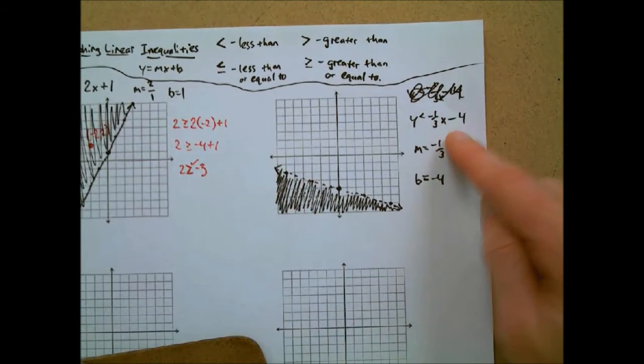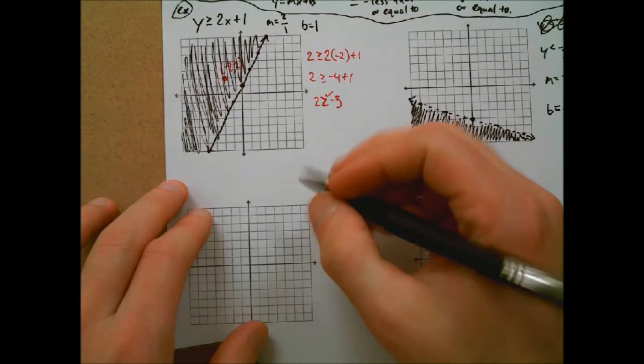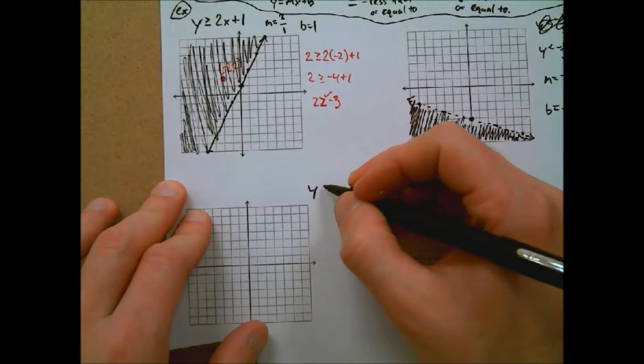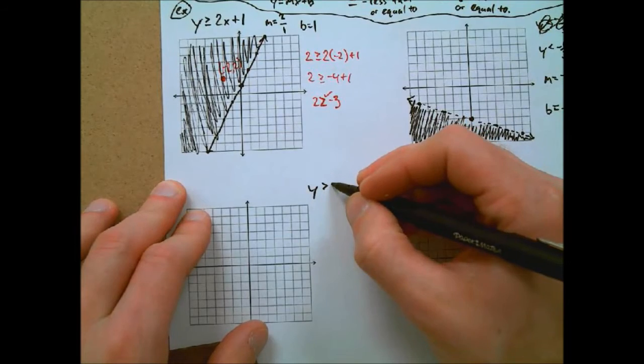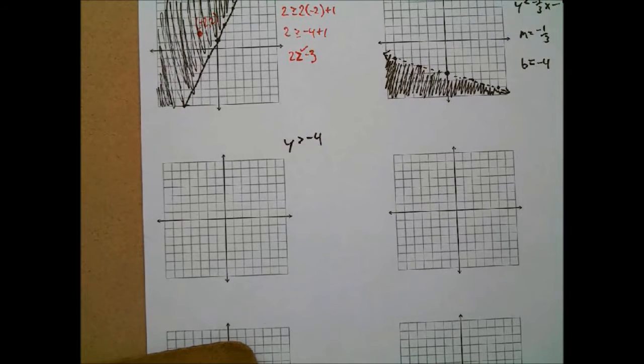Sky question. Okay, so what if we have just like y is greater than 3, something like that, you're saying? No, what if the line is vertical or horizontal? Okay, we'll talk about that. Let's do one of those. All right, so y is, let's say, greater than negative 4, like this. Okay, let's talk about this one. Y is greater than negative 4.